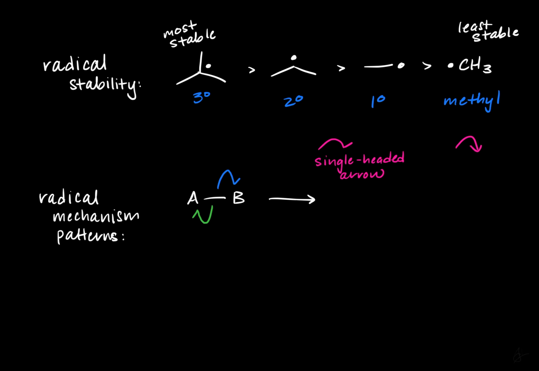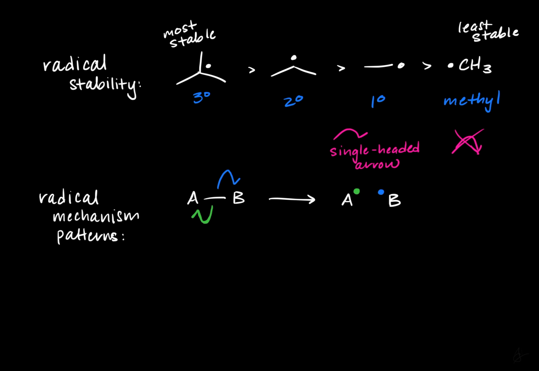Versus something like a double-headed arrow. This is not what we will use in the radical mechanism, because in radical mechanisms we're only moving 1 electron, not 2. So we'll use the single-headed arrow. And what else we'll do is in breaking that bond, these arrows are telling us that these bonds are being broken. This green arrow says one of those electrons is going to A. The blue arrow says one of those electrons is going to B. This is the way that we can break a bond in a radical mechanism.